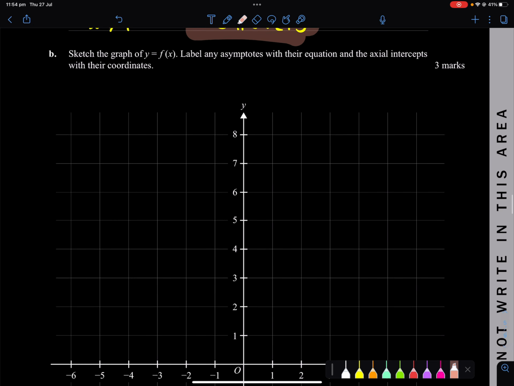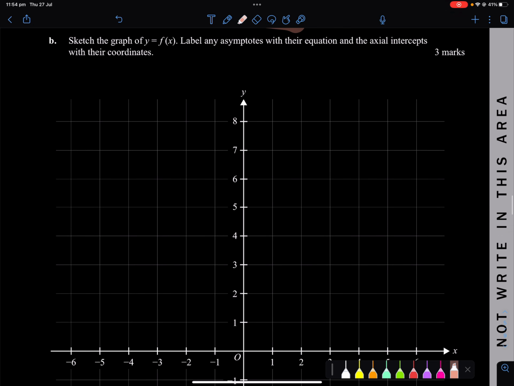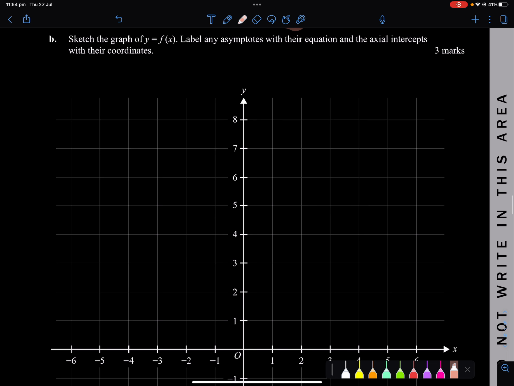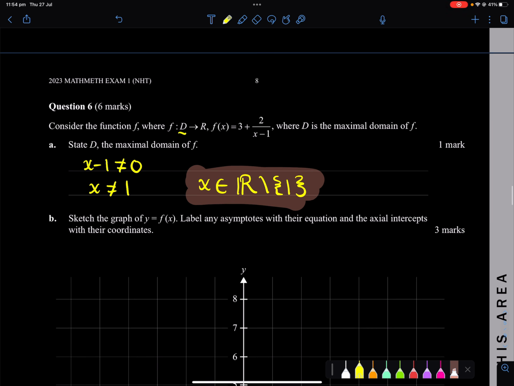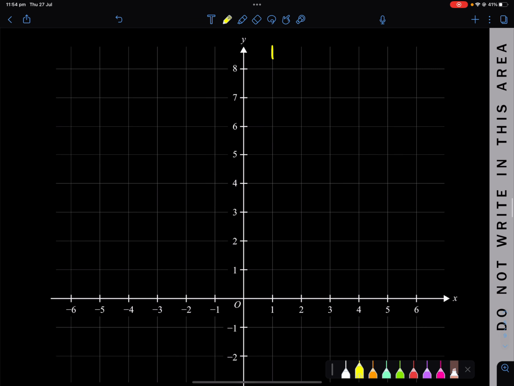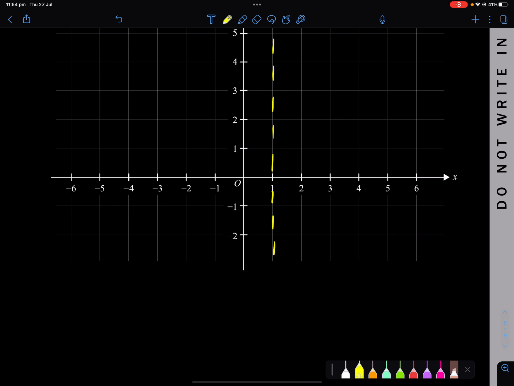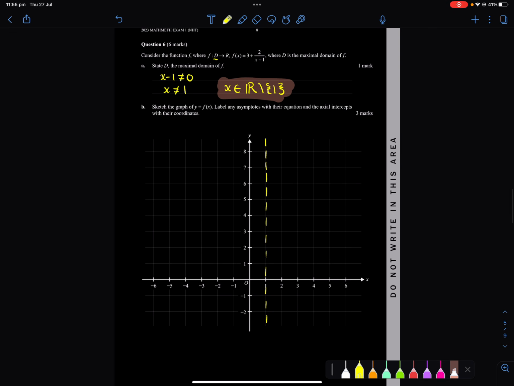Sketch the graph of f of x, label any asymptote with the equation and the axial intercepts. I know that there's going to be an asymptote x equals 1. So I'm just going to draw this. I'm just going to draw x equals 1 and y equals 3. And I know that the graph will look like this because it has a positive dilation, so it's not reflected. That's good to know.